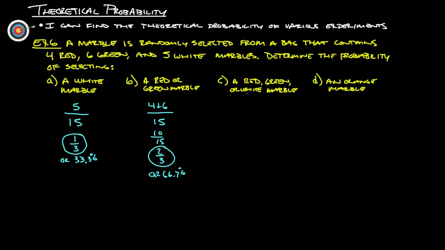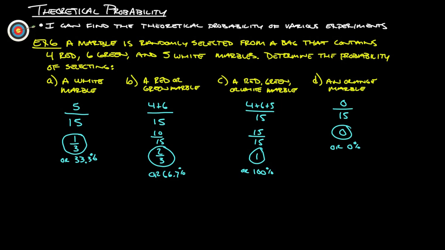What is the probability of getting a red, green, or white marble? Look at that, that is all of them. So 4 plus 6 plus 5 out of a total of 15. That's 15 out of 15. So the probability of drawing a red, green, or white marble is 1, or 100% chance. And what is the probability of drawing an orange marble? Since there are no orange marbles out of the 15 in the bag, the probability is 0, or 0%.